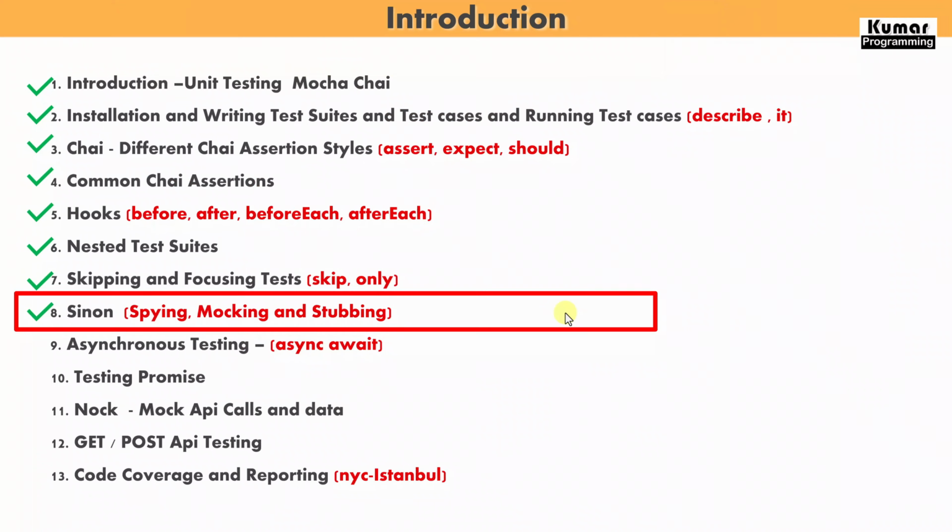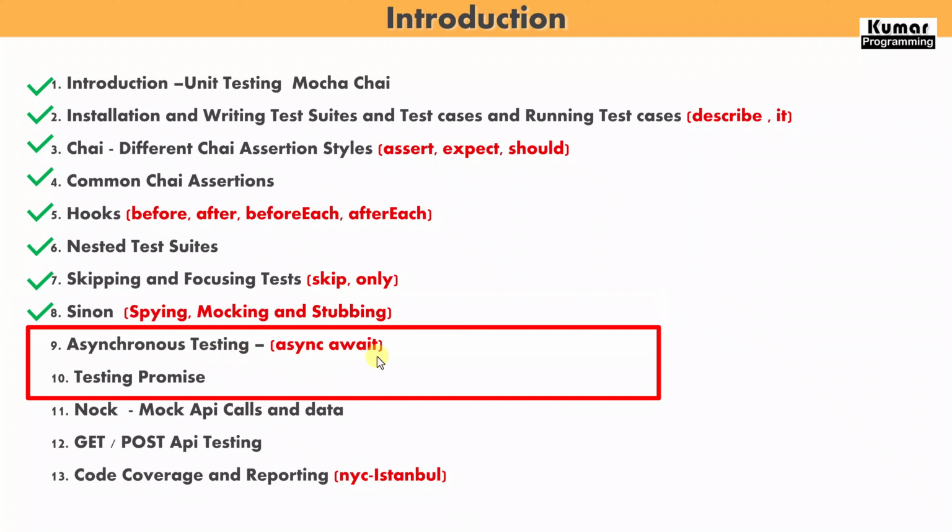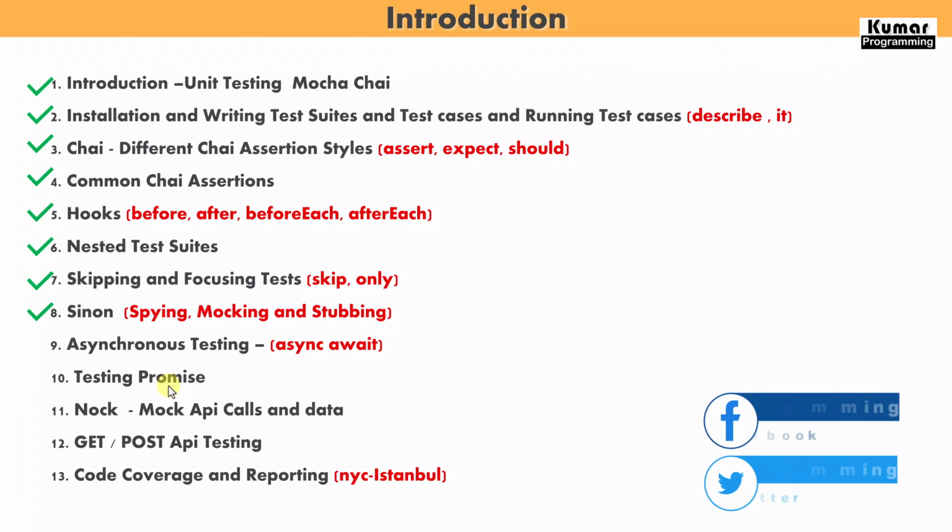In our previous video, we learned about spying, mocking and stubbing functions by using the Sinon library, and we learned about the differences among all of them. Now in this video, we are going to learn about asynchronous testing by using the async await keyword, as well as we will see how to test our promises. So now let's start.